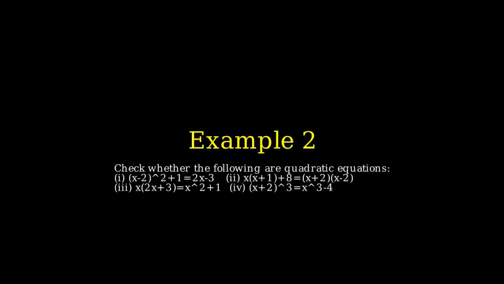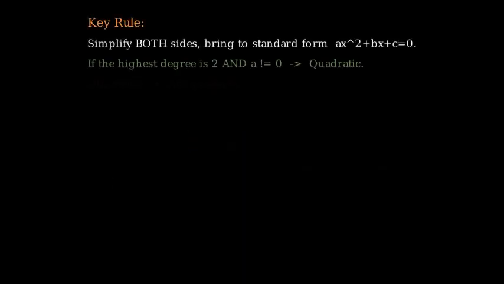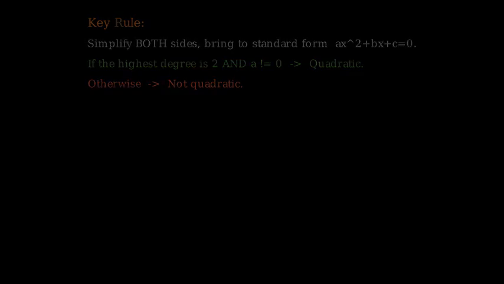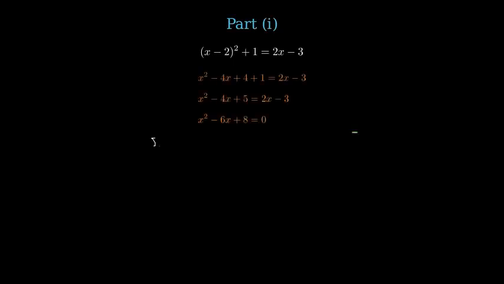Example 2. Check whether the following are quadratic equations. Part 1, (x minus 2) squared plus 1 equals 2x minus 3. Expanding the left side, x squared minus 4x plus 4 plus 1 equals 2x minus 3. Rearranging, x squared minus 6x plus 8 equals 0. This is quadratic, degree 2, a equals 1.